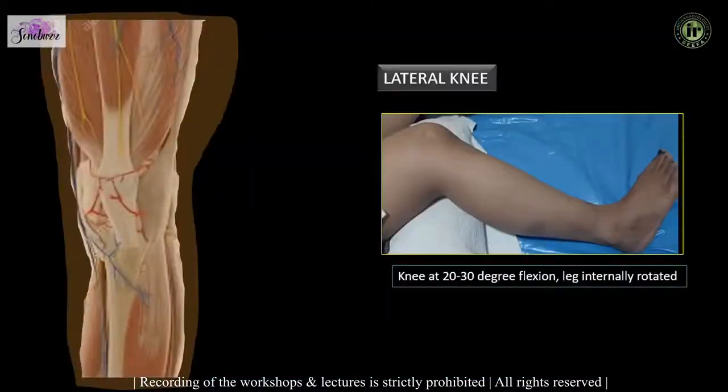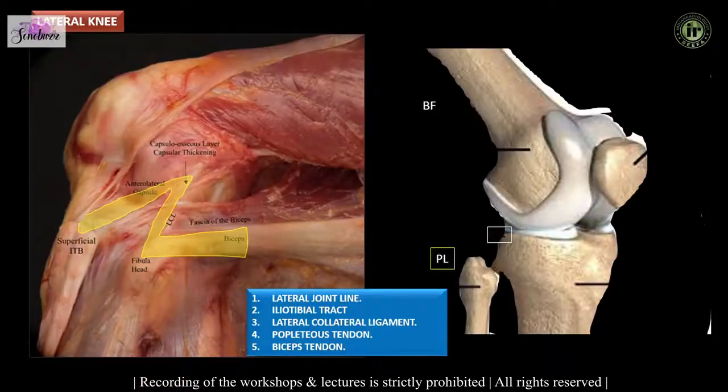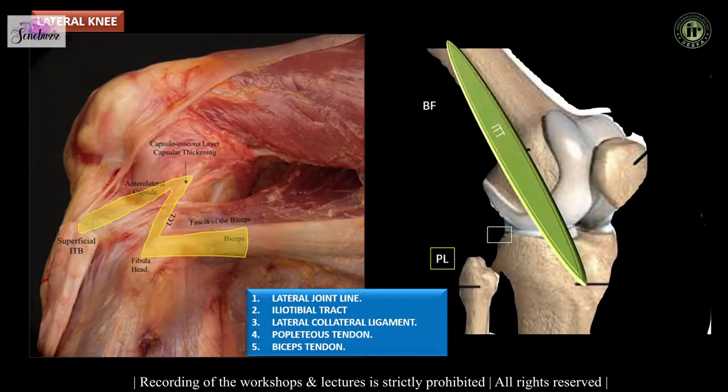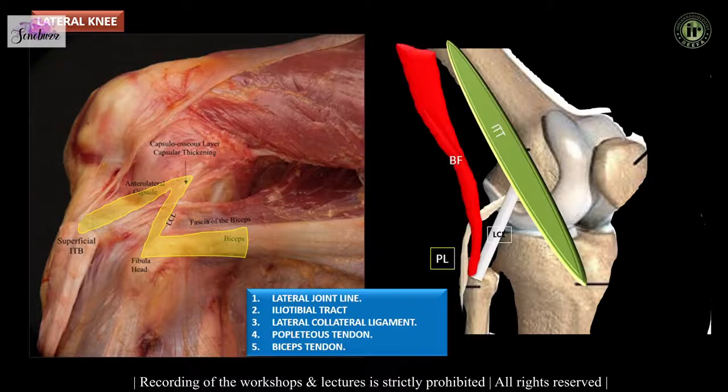After the medial knee, we'll move to the lateral knee and we'll examine the knee at 20 to 30 degrees flexion. Leg is internally rotated. On the lateral side, we are going to see the lateral joint line, the iliotibial tract, lateral collateral ligament, biceps femoris tendon, and the popliteus tendon.